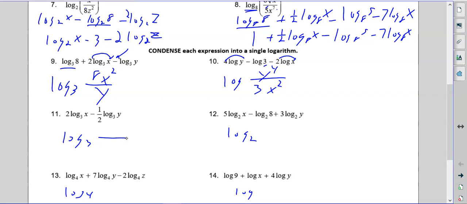Again, we have subtraction, so we have a fraction. This is going to become the exponent, x squared. This is going to become the exponent, y to the 1/2. Or it could be written like log 3 x squared square root of y.